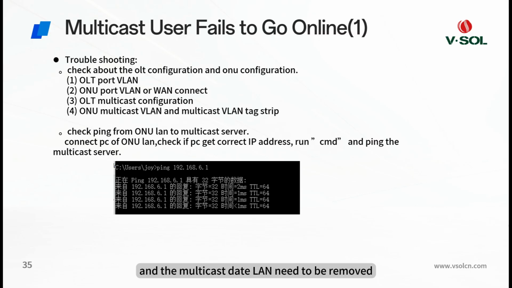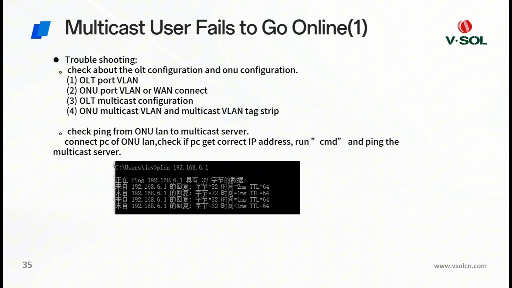needs to be removed. After making sure the OLT and ONU configuration is correct, you can connect a PC to the ONU LAN port and ping the multicast server. Normally, ping will be available between the IPTV server and client.